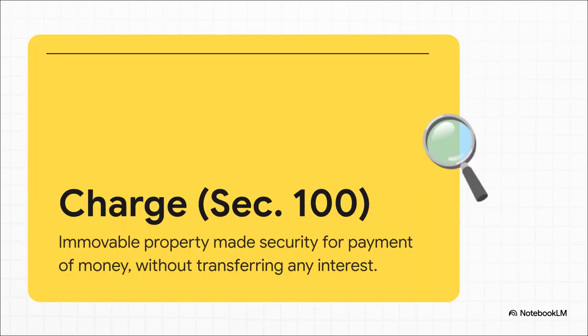Next, we move to the precise statutory definition, meaning of charge, Section 100. A charge is created when immovable property is made security for payment of money without transferring any interest in the property. Beginning your substantive answer directly with the bare act provision of Section 100 captures the evaluator's attention immediately. It proves that your legal knowledge is firmly rooted in the statute, not just some loose, vague concepts.